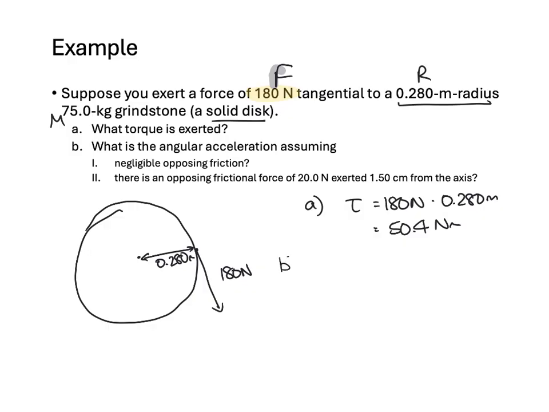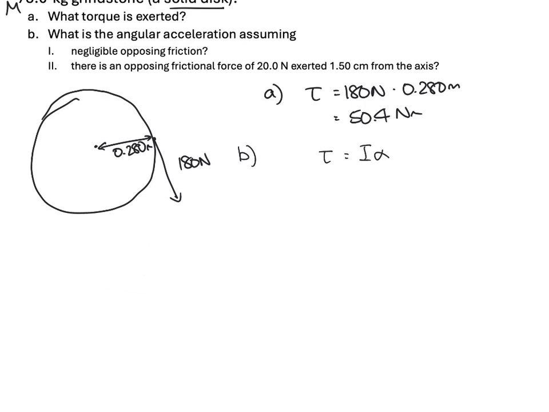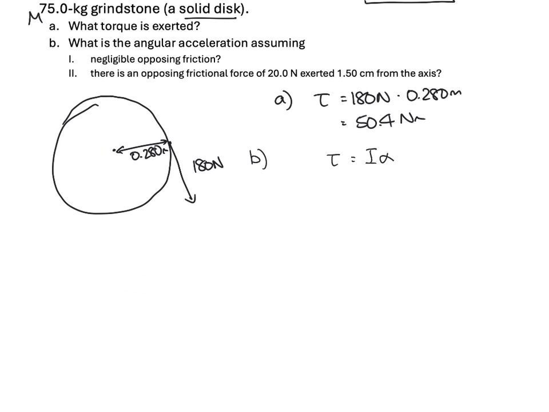Next, we need to find the angular acceleration. And the key to this is to realize that the torque is I alpha, where I is the moment of inertia. And we'll start by doing part I. If there is negligible opposing friction, then the net torque is going to be 50.4 Newton meters. Now, if I do that, then I'm going to have to find the moment of inertia.